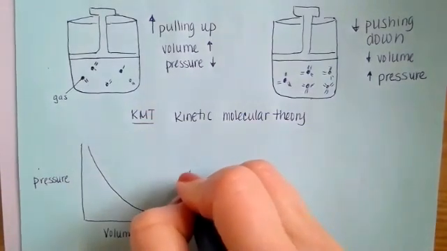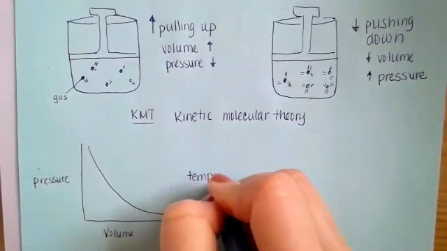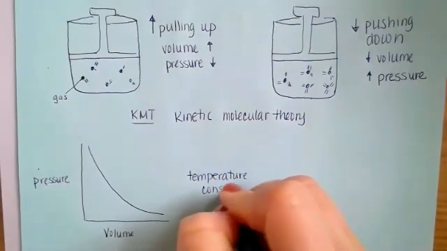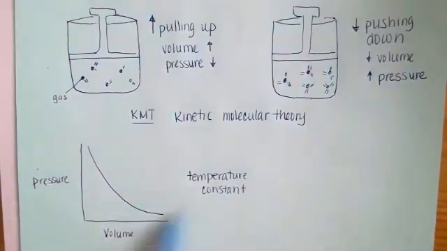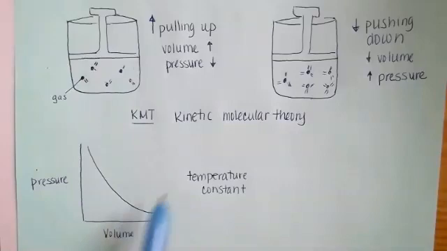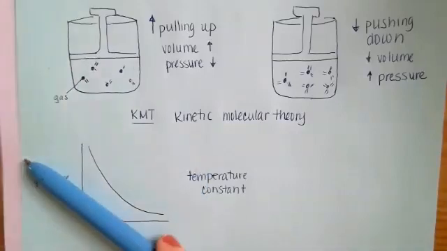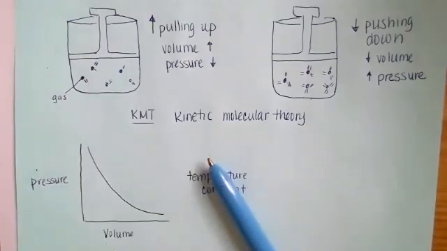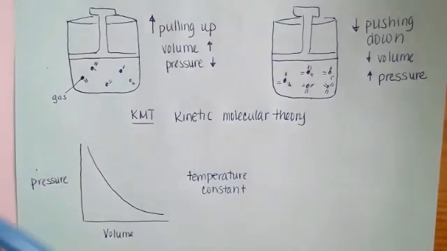I'm going to remind you that the third variable is constant. Temperature is constant. Because these variables are what can manipulate gases, and this is the gas laws. Specifically today, we're focusing on these two variables, pressure and volume. We're assuming temperature is constant because I'm stating that.